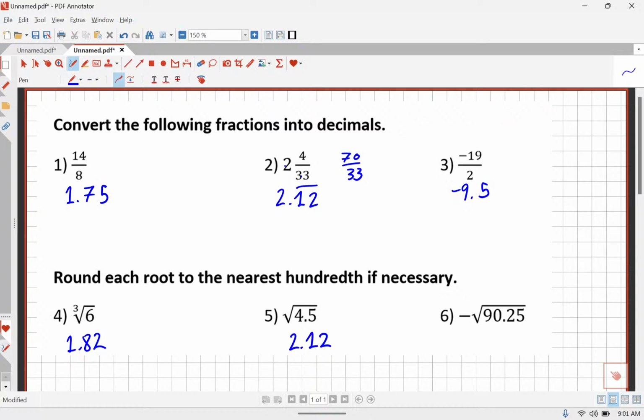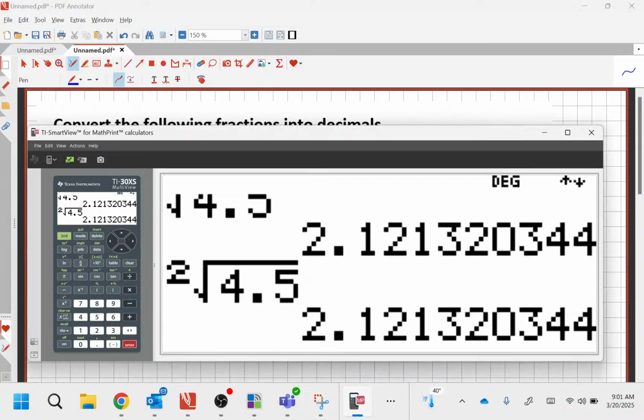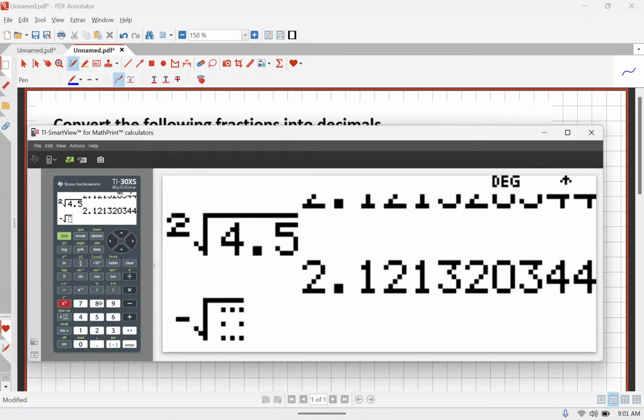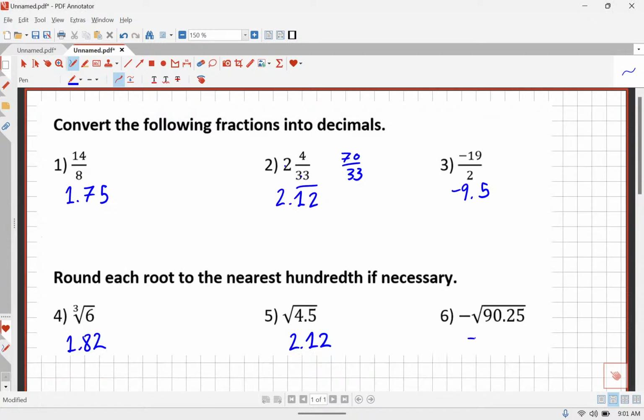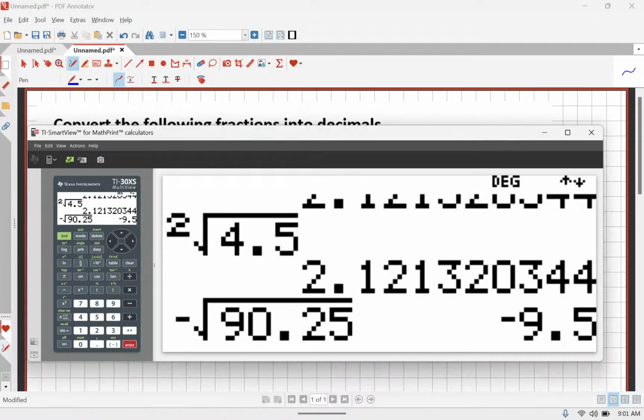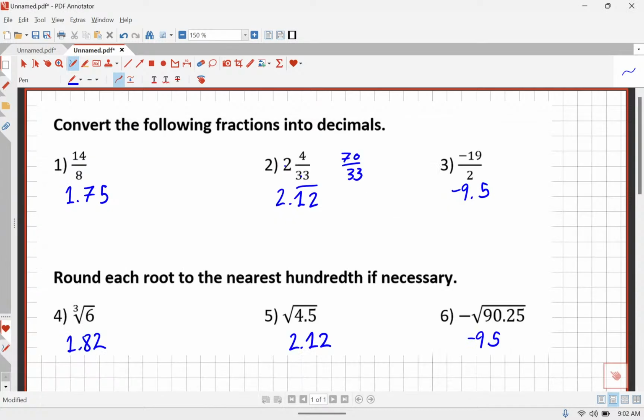Last but not least, the opposite of the square root of 90.25. So negative square root of 90.25. It's about negative 9.5. So wait a minute. Was that last one rational or irrational? It is rational because we took a root and we got something nice back, right? The number I got back was actually nicer than what I started with. And that's how you can tell that that is rational. That is a decimal expansion that ends. So we're good.